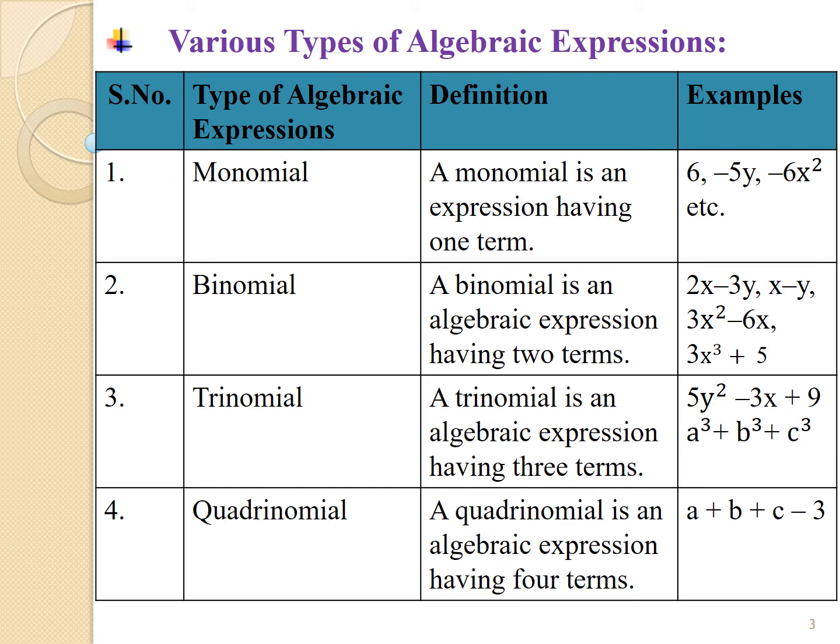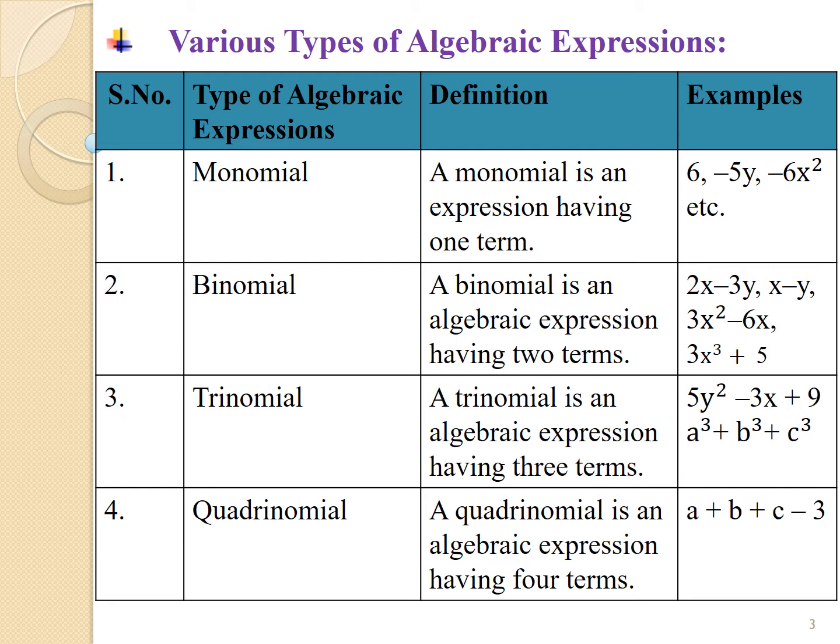Number 4, Quadrinomial. A quadrinomial is an algebraic expression having four terms. For example, a plus b plus c minus 3, a cubed plus b cubed plus c cubed plus 3abc, etc.